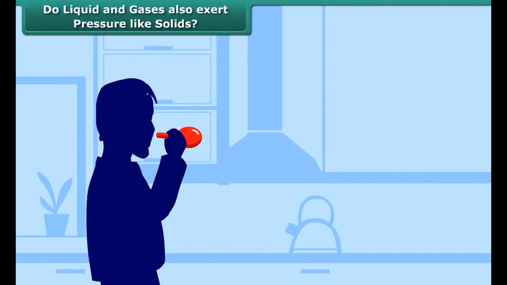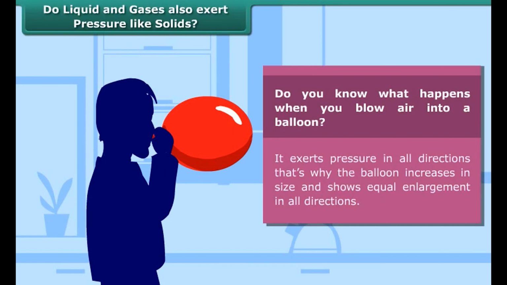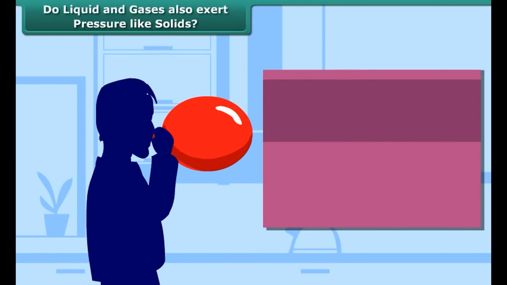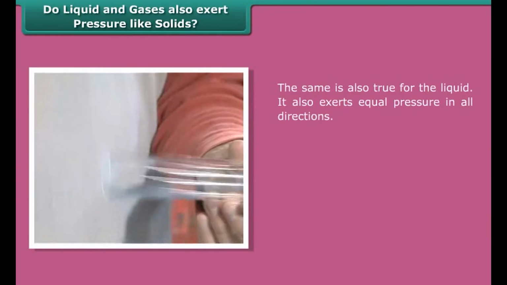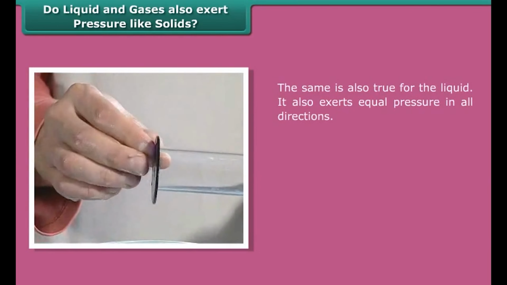Do liquids and gases also exert pressure like solids? Do you know what happens when you blow air into a balloon? It exerts pressure in all directions. That's why the balloon increases in size and shows equal enlargement in all directions. The same is also true for liquids. It also exerts equal pressure in all directions.